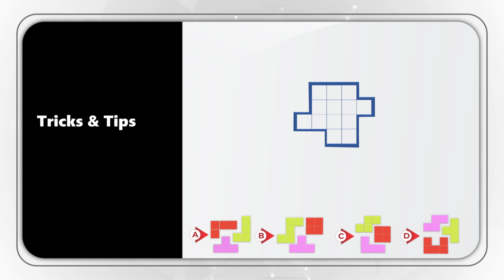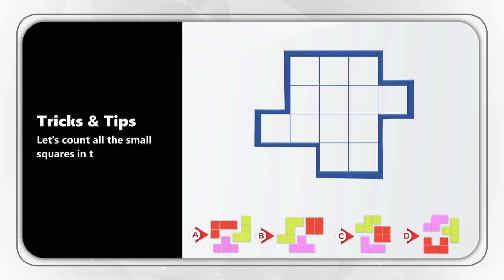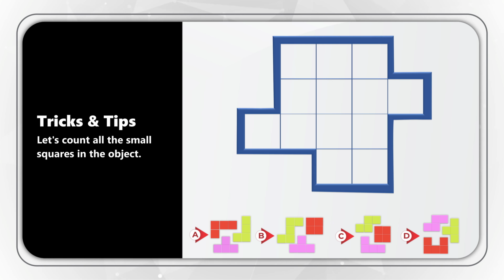Let me show you one little trick here, how you can eliminate some of the answers. Let's look closely at the target object. If we count all the small squares, we get 13 squares. Let's do that. 1, 2, 3, 4, 5, 6, 7, 8, 9, 10, 11, 12, 13 squares.